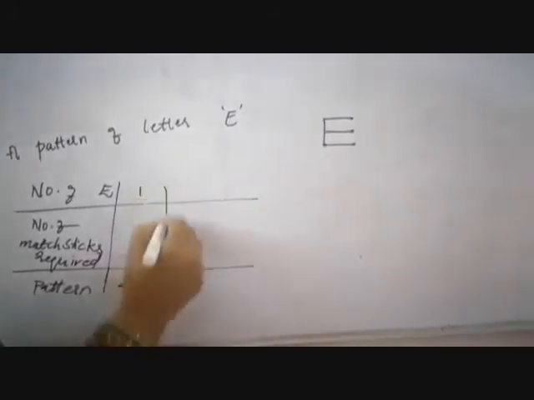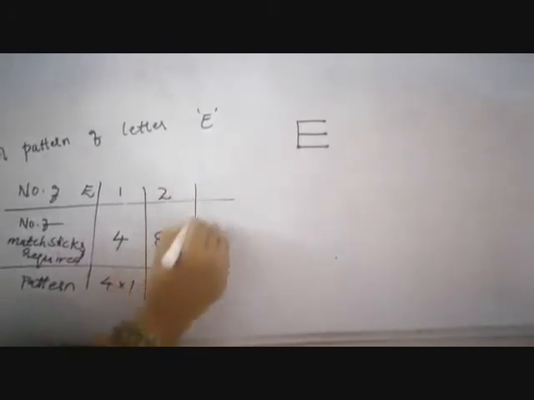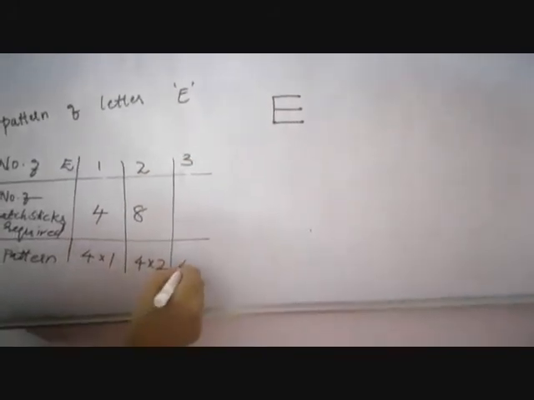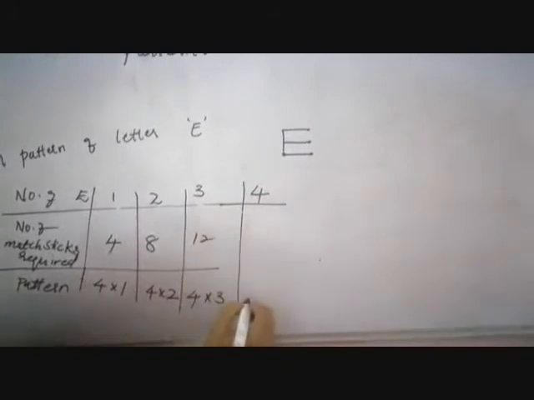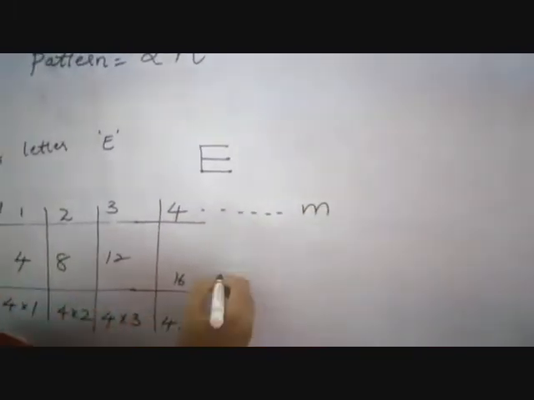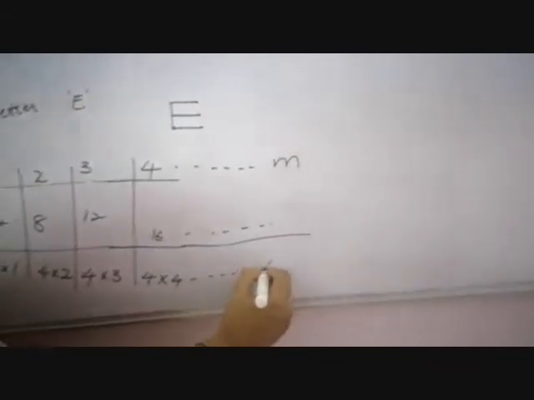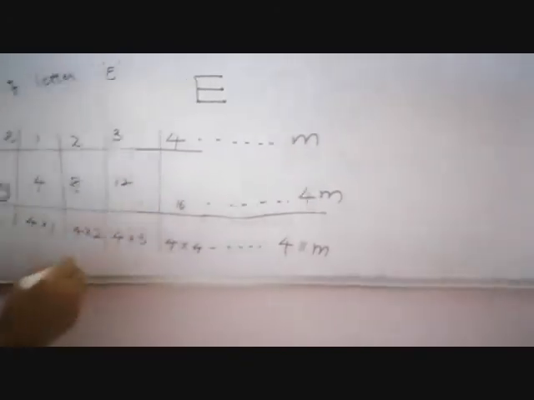Mastics into 1. For 2 E's, mastics into 2, so 4 2s are 8. For 3 E's, how many mastics? For 1 E you required 4, that 4 into 3, 4 3s are 12. For making 4 E's, number of mastics into number of E's, that is 16. If I need m number of mastics, maybe lakhs or crores, every time you are multiplying what, children? 4 into 1, 4 into 2, 4 into 3, 4 into 4. So same as it is, we are multiplying 4 into m. So it becomes 4m.